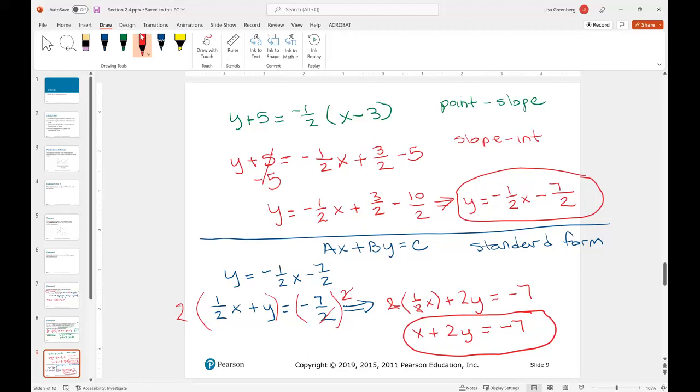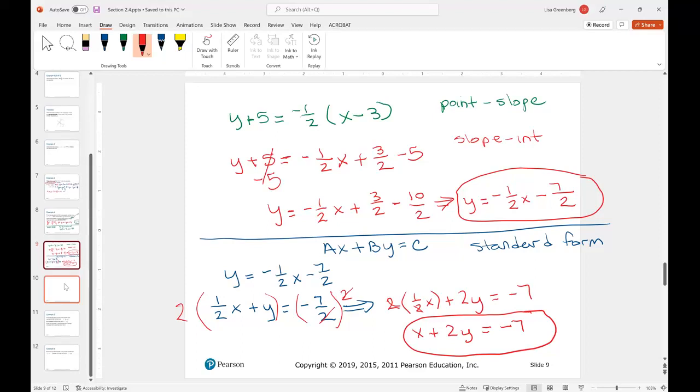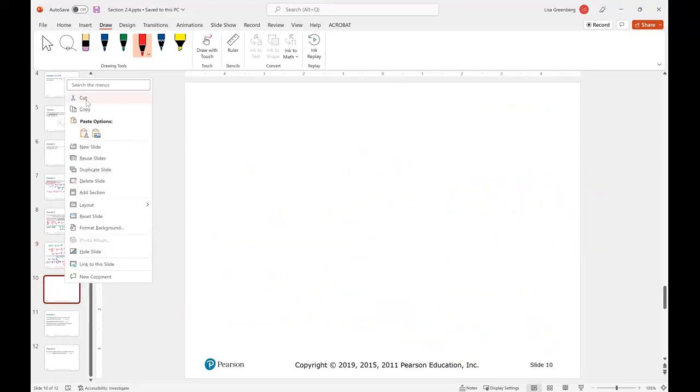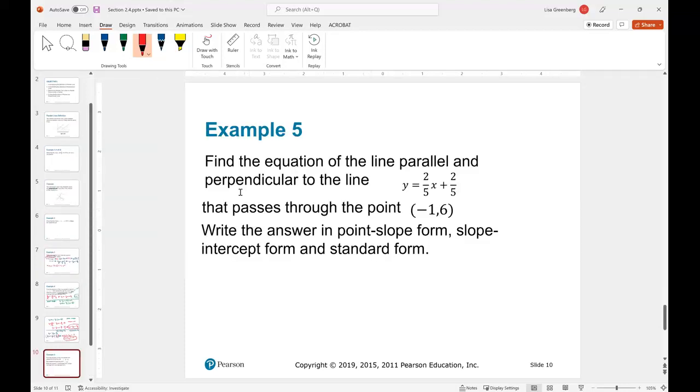So I've done standard form, slope-intercept, and point-slope. Usually point-slope will be the easiest when you're doing these problems. I mean, depending on how it's given, but in most cases, it will be. All right. Well, we didn't need that. Let's delete it. And let's do another example. So find the equation of the line parallel and perpendicular to this line and passing through this point.